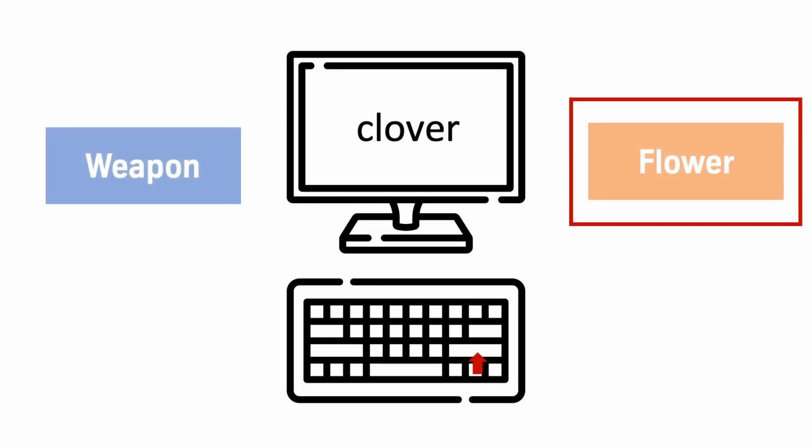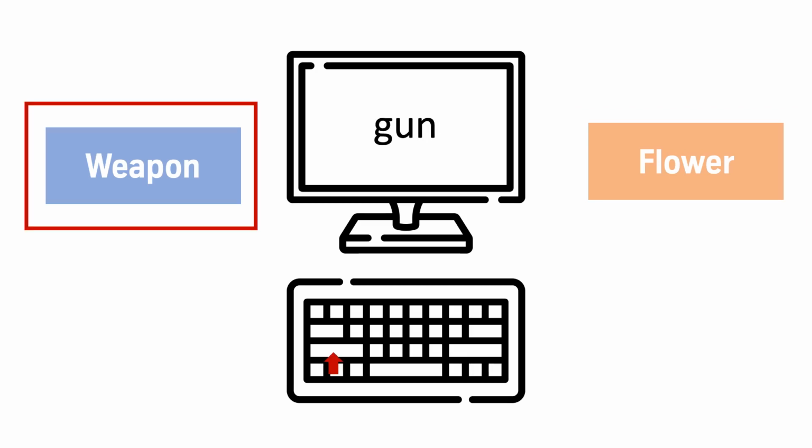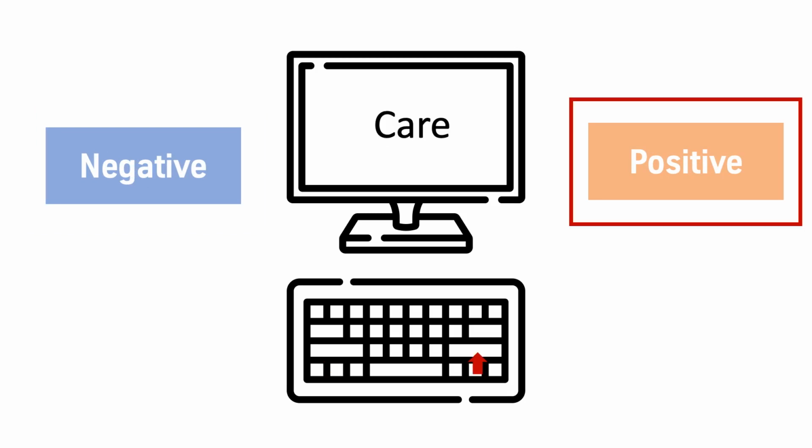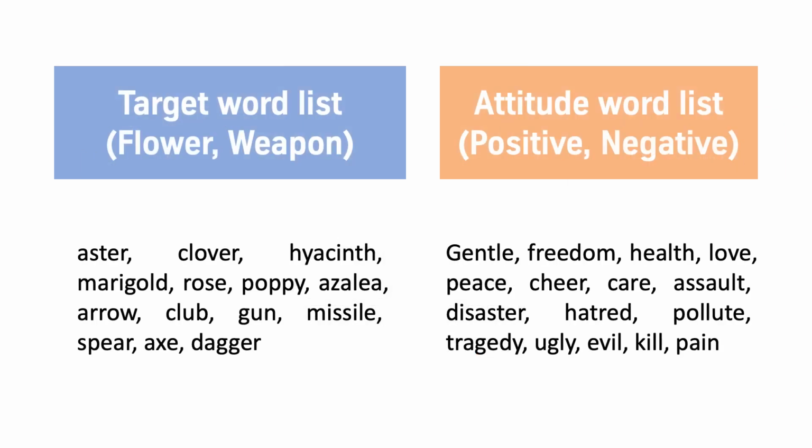If that is a flower word, they press the button on the right side. If that is a weapon word, they press the button on the left side. The same task is repeated with the attitude word list. That sounds easy, right? Here comes the real challenge. After people get familiarized with the lists, they will have the combined task. This time, the words from both lists will appear.